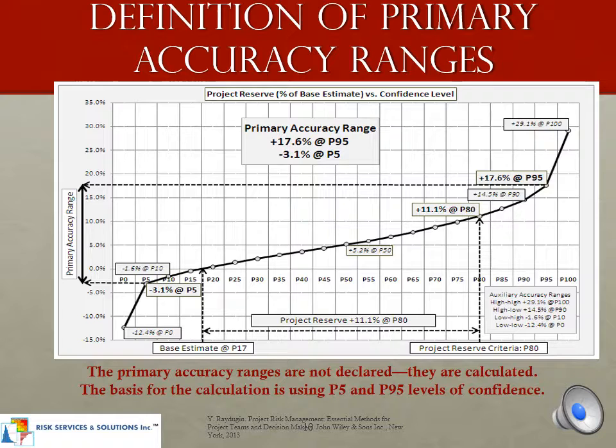The primary accuracy ranges are not declared, they are calculated, okay? And the basis for the calculation is using P5 and P95 levels of confidence. You can see anything below that and anything above that would be kind of unreasonable, and it would be a waste of money.